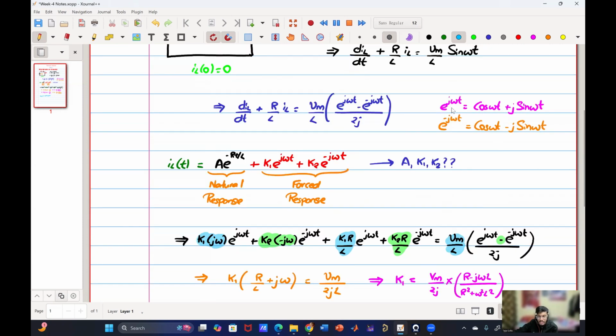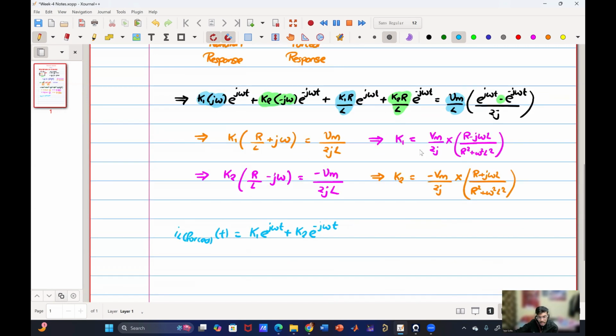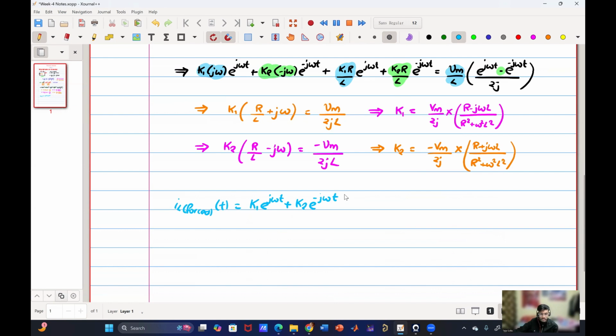So e to the power j omega t is what? Cos omega t plus j sin omega t, right? But what is cos omega t? Cos omega t is e to the power j omega t plus e to the power minus j omega t by 2, and sin omega t is e to the power j omega t minus e to the power minus j omega t by 2j. So my basic idea is to convert everything into sine and cosine. So let us see how it will be.